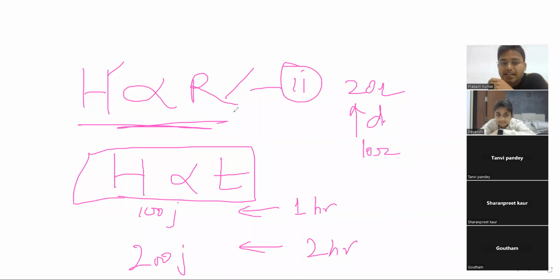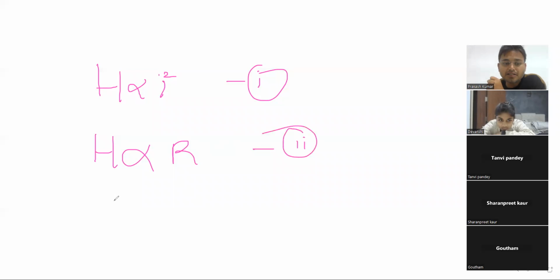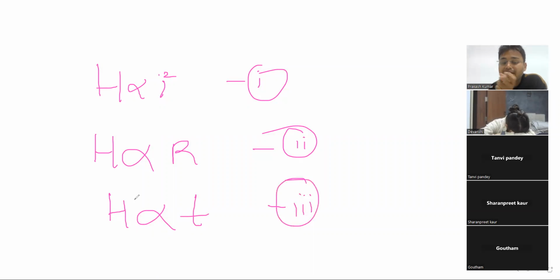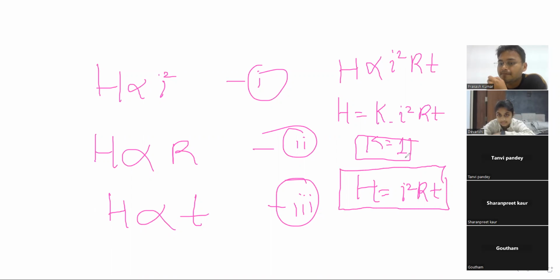So H is directly proportional to I square, equation 1. You can write the statement in the examination that heat is directly proportional to current square. Second statement, H is directly proportional to resistance, second equation. And the third equation is heat is directly proportional to time. Now combining these three, H is directly proportional to I square RT, or H equal to K into I square RT. Here K value is 1. So H equal to I square RT. You must remember this formula as questions will come on this.